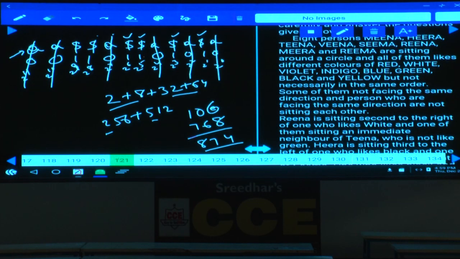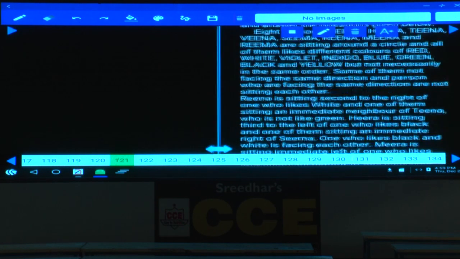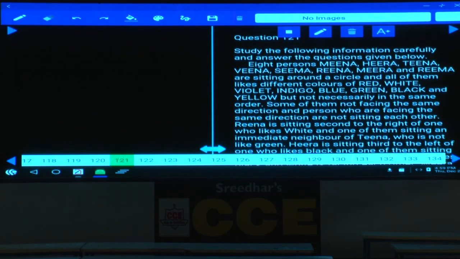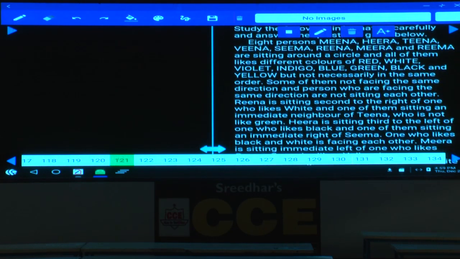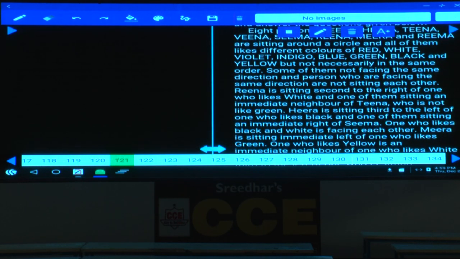Now in this 121 to 125, tell me what is information here? Now 8 persons, Meena here and so on, are seated around a circular table, and all of them like different colors among red, white, violet and so on, but not necessarily in the same order. Some of them are not facing the same direction. That means some of them are inward and some of them are outward.